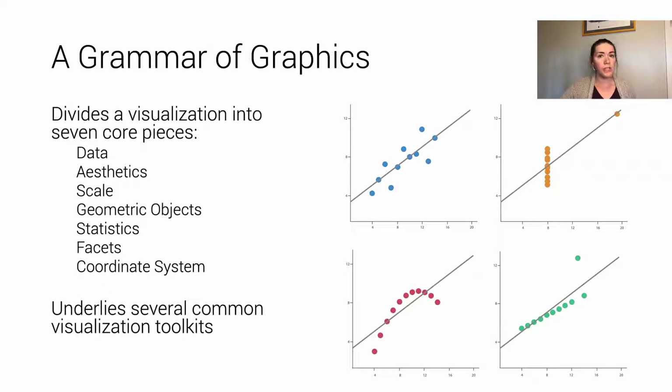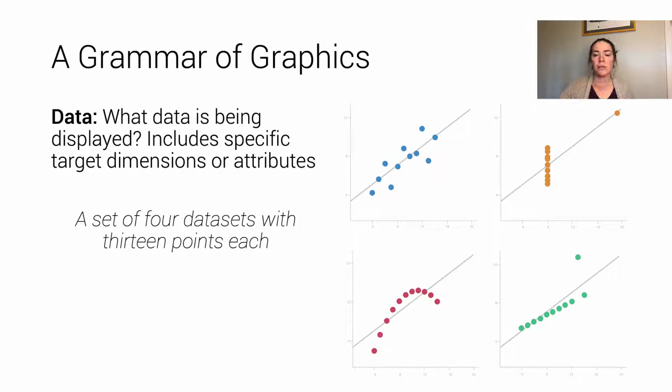The reason that we're talking about the Grammar of Graphics specifically in contrast to other ways of reasoning about visualization design is that the Grammar of Graphics underlies several common visualization toolkits, including ggplot in R, Vega Lite and D3 in JavaScript, and the subject of our next set of lessons, Altair, which is a toolkit that's developed for visualization design in Python.